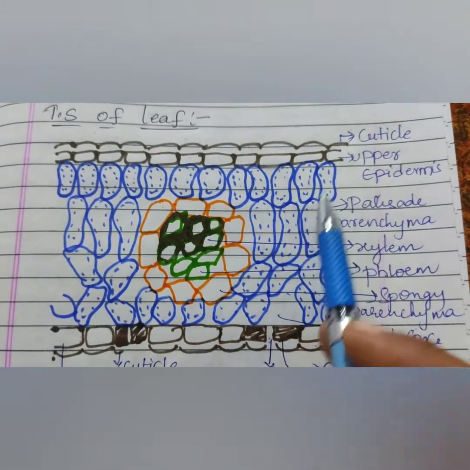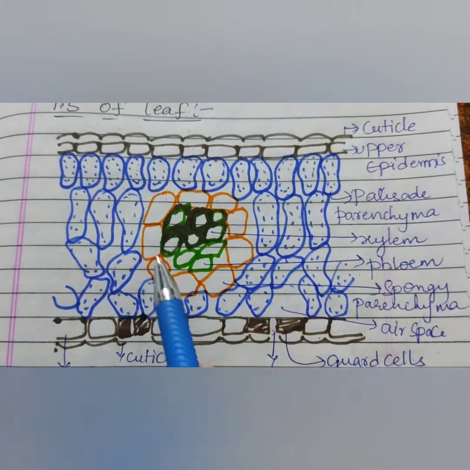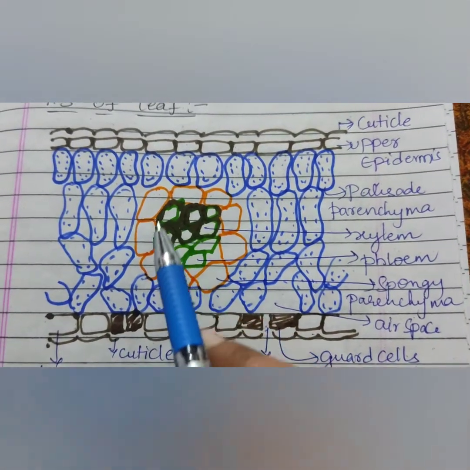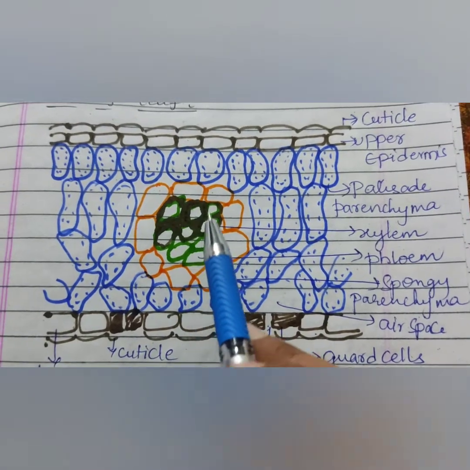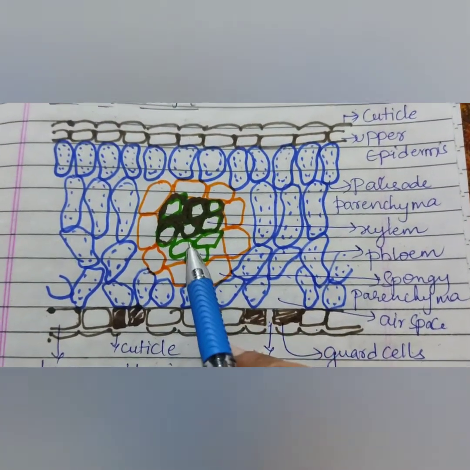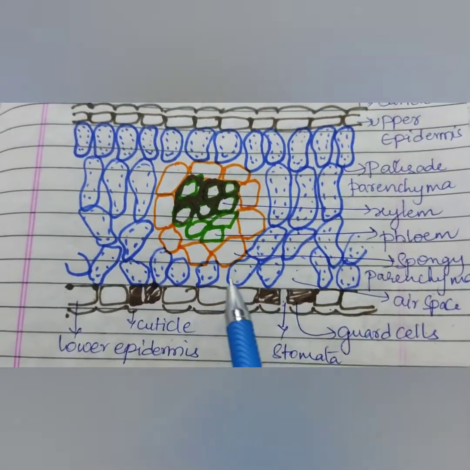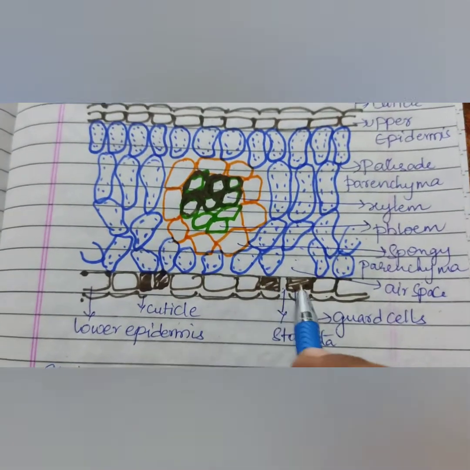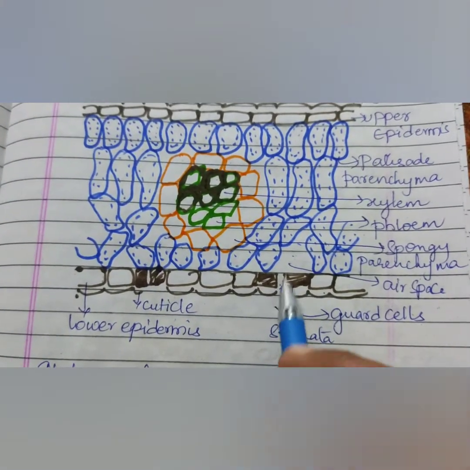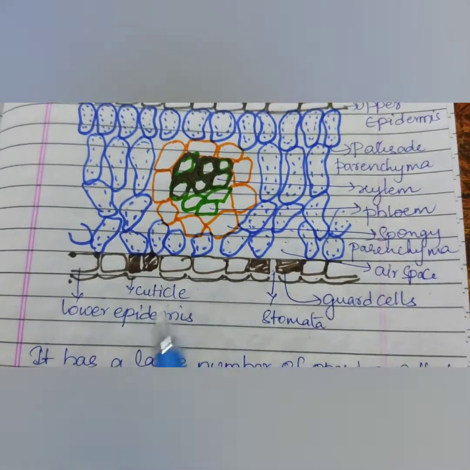Here these are palisade parenchyma, and in the center you can find the spongy parenchyma, and inside the spongy parenchyma you can find xylem on the upper side and phloem on the lower side. Some air spaces are also present. So these are the guard cells, and here is the stomata. The outer layer is the cuticle, and this is the lower epidermis.